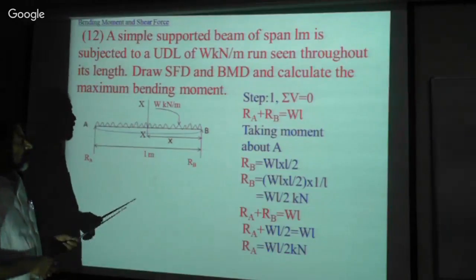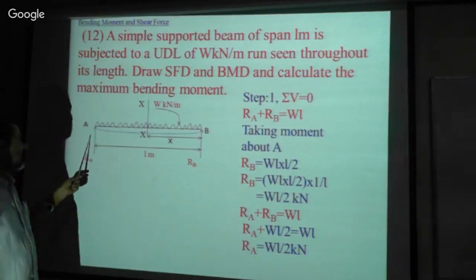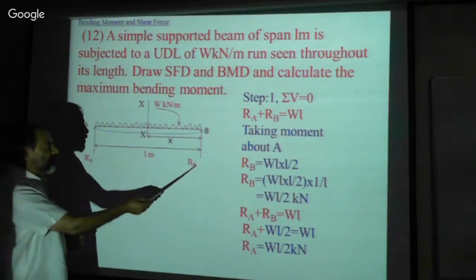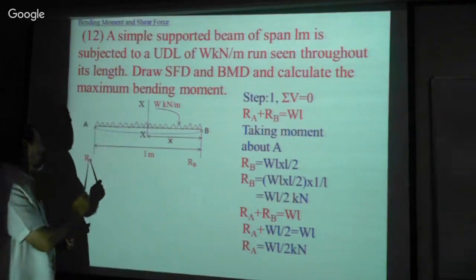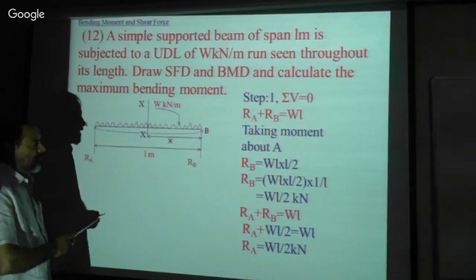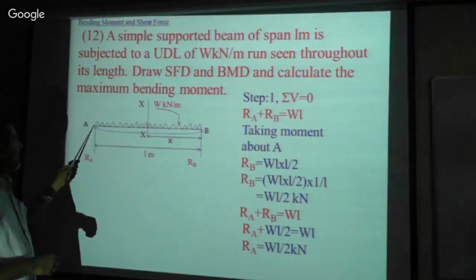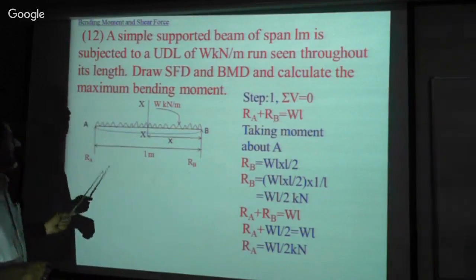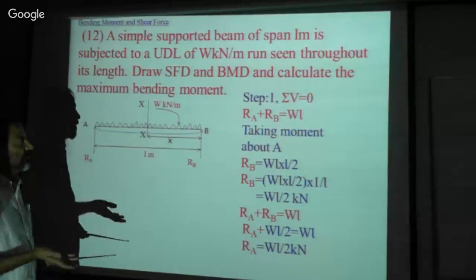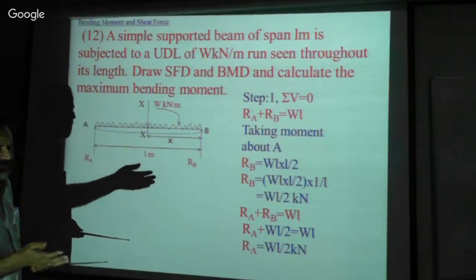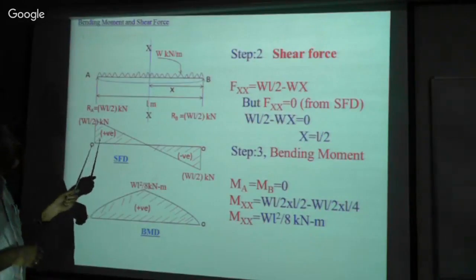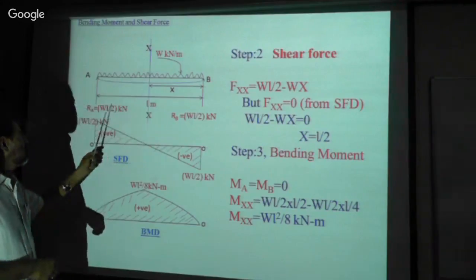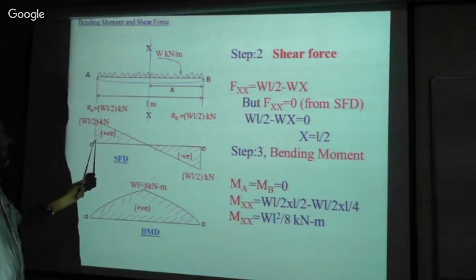Isn't it? Now, to calculate the reactions, we can straight away recognize that half the load will be resisted by this support, and half the load is resisted by the other support, isn't it? That we can calculate by taking the moment about A. Now, follow this procedure. Now we will get WL by 2, or for more details, we can refer to our previous class. And after calculating the reactions RA and RB, now we can plot the shear force diagram.